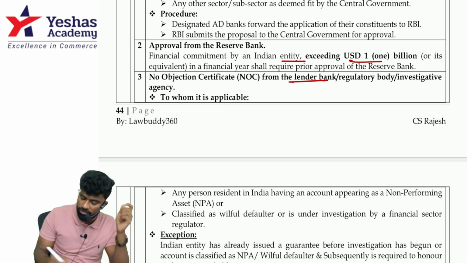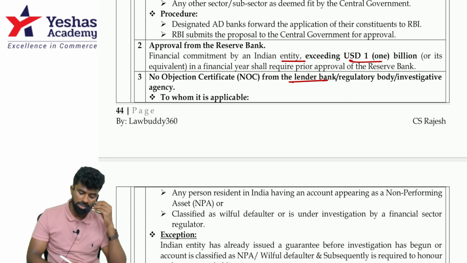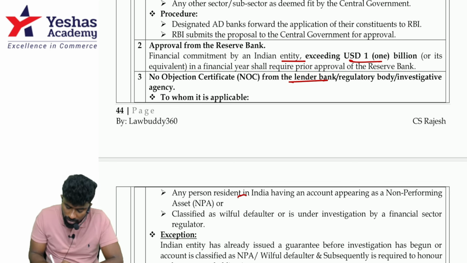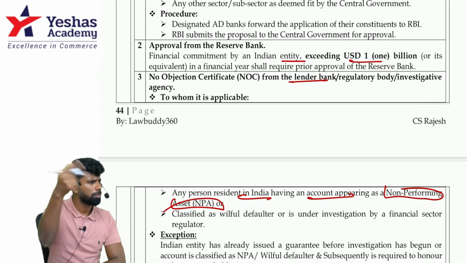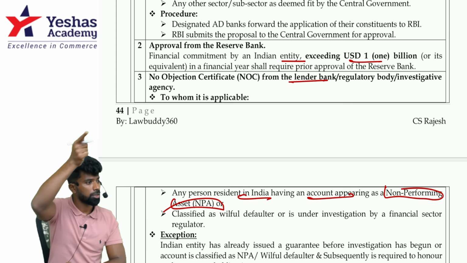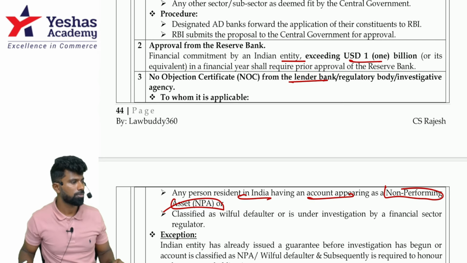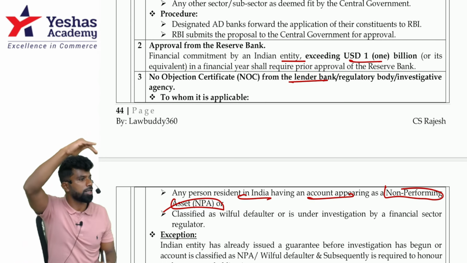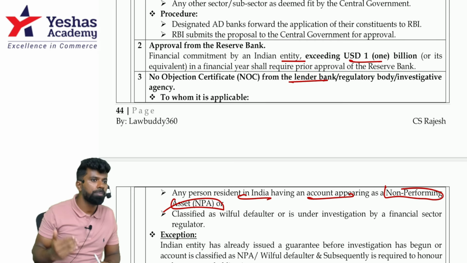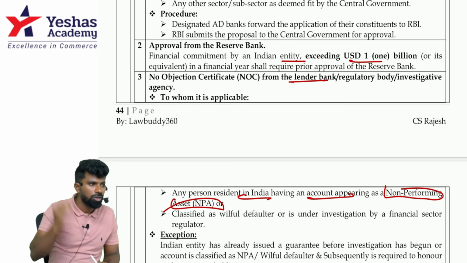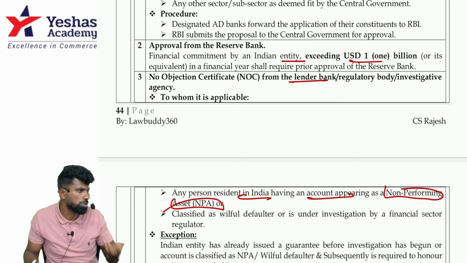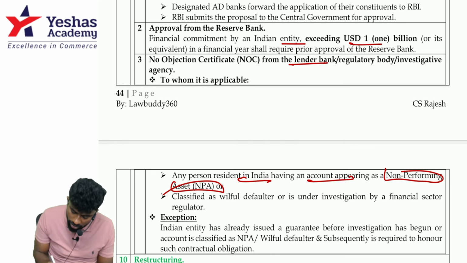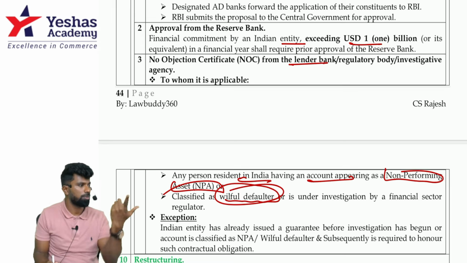No objection certificate from the lender bank, regulatory body or investigating agency. Any person resident in India having an account appearing as an NPA. You have an NPA account in the bank and you want to make an ODI outside India. You need NOC from the bank as well. What if you are diverting your funds from India to outside India? So if you have any NPA account, you need whose approval? That bank's NOC. Or you are classified as a what defaulter? Willful defaulter. For example, Vijay Mallya.